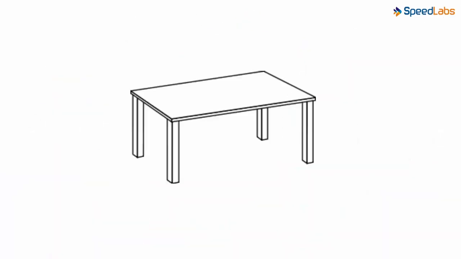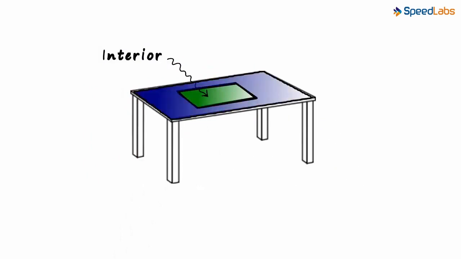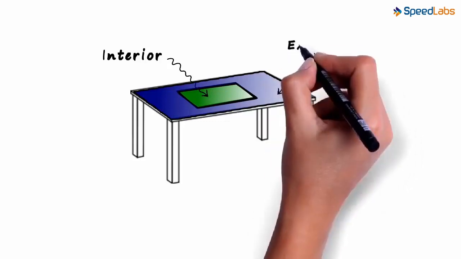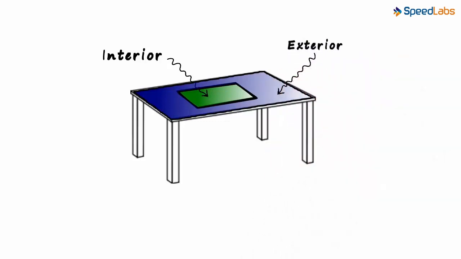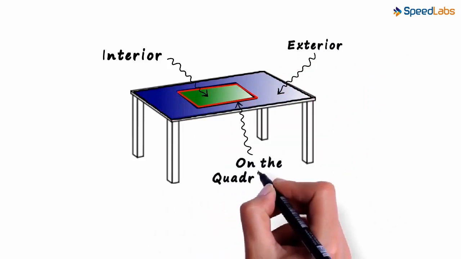Consider this table to be a plane surface. Assume we place a quadrilateral shaped piece of paper on it. This green portion inside is called the interior region of the quadrilateral. This blue portion outside the quadrilateral is called the exterior of the quadrilateral. And the red line on the boundary of the quadrilateral is the portion that is on the quadrilateral.